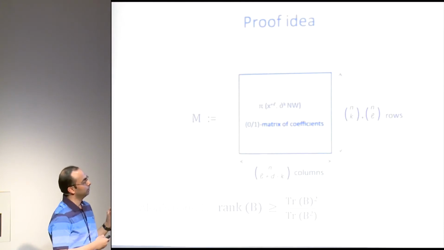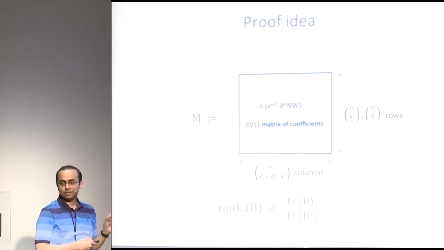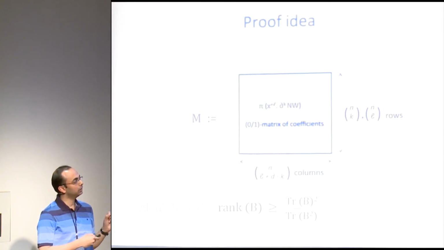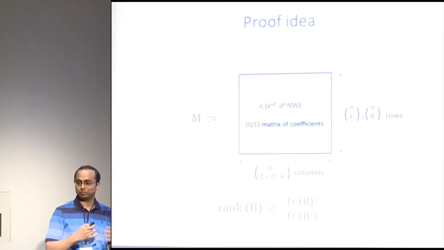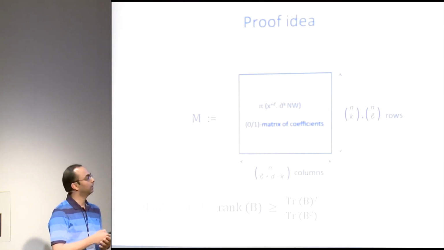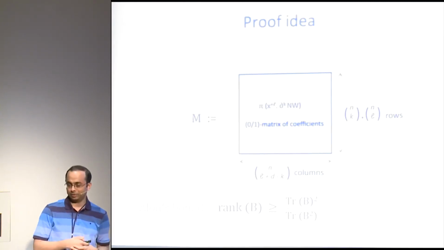It's due to Noga Alon, which gives us a way to lower bound the rank of B using its traces. And this is exactly what we used, and we found that the traces of this matrix B are tractable, and we can actually find good exact quantities capturing these traces. Once you plug in these traces, you get a nice lower bound here.